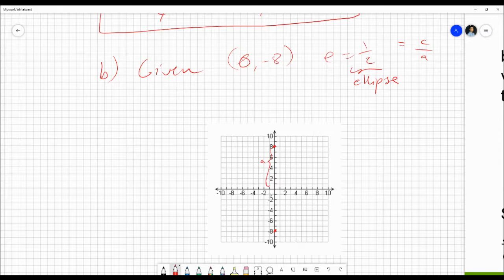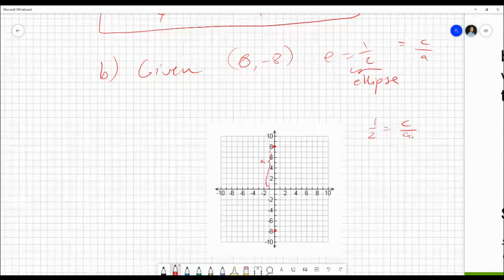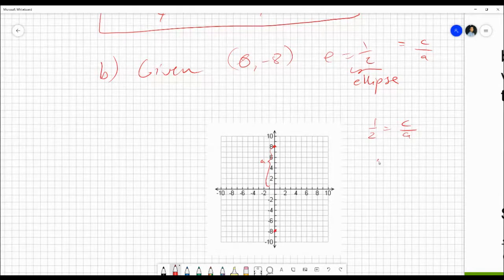this is my A value. And for an ellipse, E, which is 1/2, equals C over A. And my A is 8. So that means C is equal to 4.